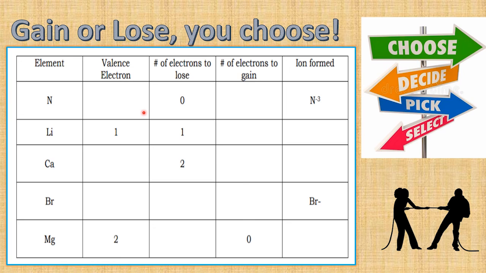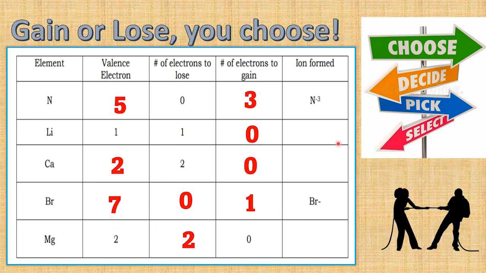For nitrogen, the valence electron is 5. For calcium, it is 2. For bromine, it is 7. For the next column, number of electrons to lose. For bromine, it is 0. For magnesium, it is 2. For the next column, number of electrons to gain. For nitrogen, it needs to gain 3 more electrons. For lithium, it is 0. For calcium, 0. For bromine, it is 1.